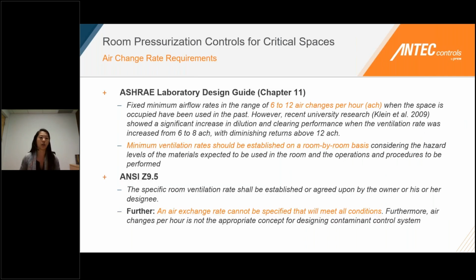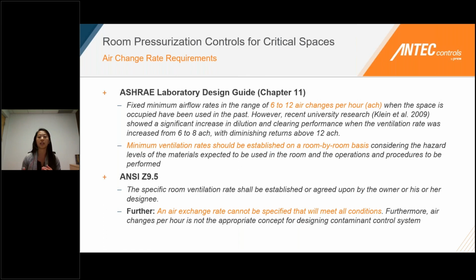Looking at air change requirements, the ASHRAE lab design guide recommends anywhere between 6 to 12 air changes per hour, but it says that more than 12 air changes doesn't necessarily result in higher containment or cleaner air coming through the space. A lot of CFD analysis has been done in lab spaces because they vary so greatly in the type of equipment, the type of layout, and where the diffusers and exhaust grilles are all located.